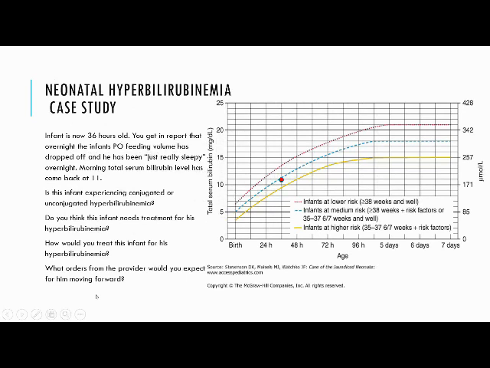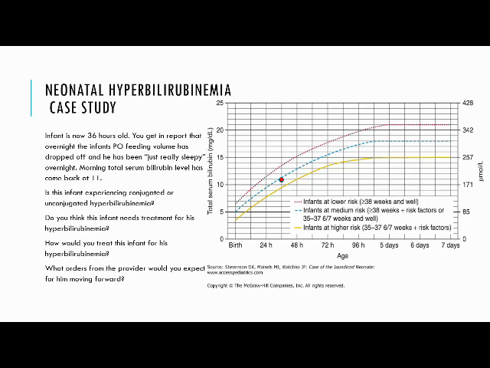So now your baby's 36 hours old. You get a report overnight, like you went to bed and you came back. Now you get a report that the infant did not PO feed very well throughout the night, and he's just gotten really sleepy. I just don't know why he won't wake up and eat. He's sleepy. I mean, he's IDM, so that could be a reason, but he just won't eat. Couldn't get him to eat. Morning serum total bili level has come back at 11. Ooh.